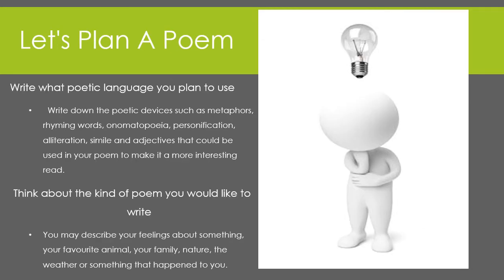Let's do this. Write what poetic language you plan to use. You need to write down the poetic devices such as metaphors, rhyming words, onomatopoeia, personification, alliteration, similes and adjectives that could be used in your poem to make it a more interesting read. Figures of speech do make poems and all writing a lot more interesting, so please try to use them in your poem. Then think about the kind of poem you would like to write. You may describe your feelings about something, your favorite animal, your family, nature, the weather, or something that has happened to you. You can choose any of these.